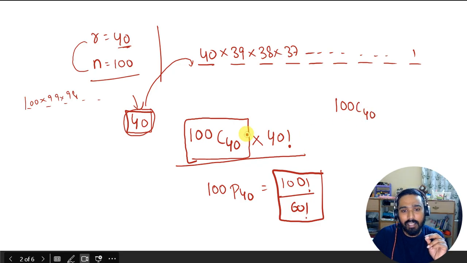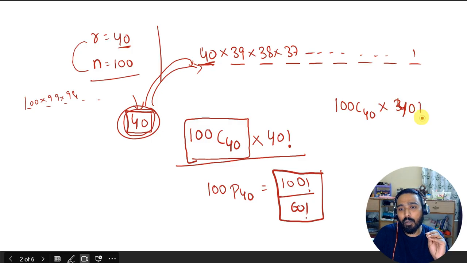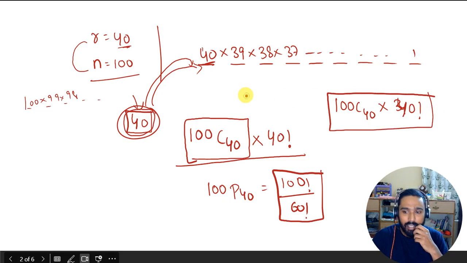And after I select them, my work is not over. I have to make them sit here. Okay, अभी मेरे पास 40 लोग हैं. The first chair can be occupied by 40. Second chair can be occupied by 39, 38 up to 1. So after that, it is, sorry, 40 factorial. So it is selection and then arrangement. Okay, it is selection and then arrangement.